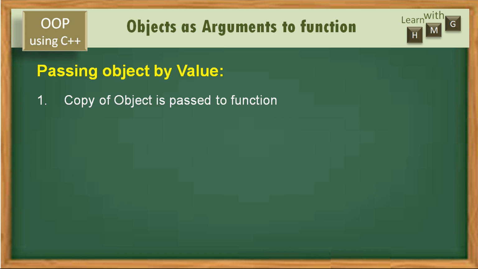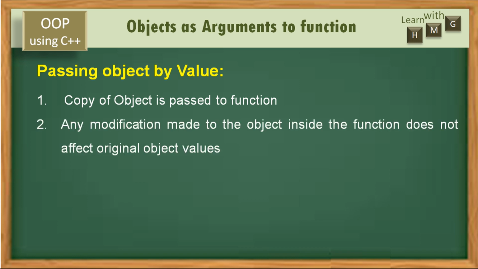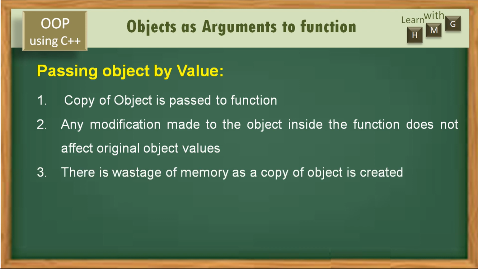Whenever we are passing object by value to the function, the copy of object is passed to the function. So instead of passing original object, its copy is created and that copy object is passed as an argument to the function. Due to this copy, any modification made to the object inside the function does not affect original object values, because all the operations within function will be performed on copy objects and not on original object. Due to this copy object, there is a wastage of memory as a copy object is created within the memory.